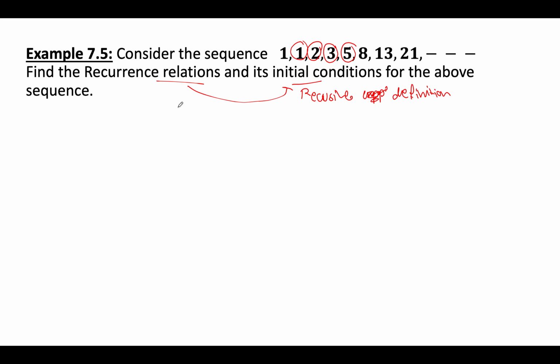So if we start from here, let's say a_0 is 1. a_1 is also 1, which is nothing with a_0. Okay, now let's see a_2. a_2 is equal to 2. And 2 is 1 plus 1. Alright? a_3 is equal to 3. And 3 is 2 plus 1. a_4 is equal to 5. And here we can see that it is equal to 3 plus 2.